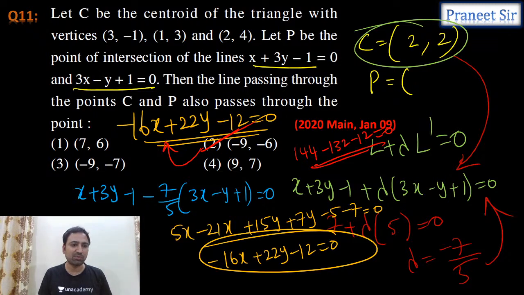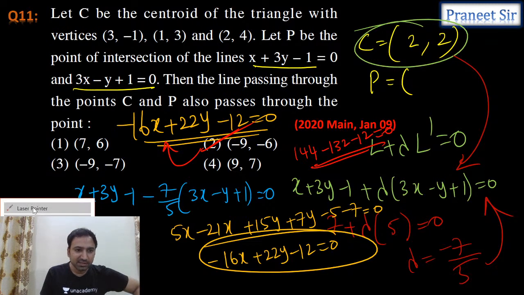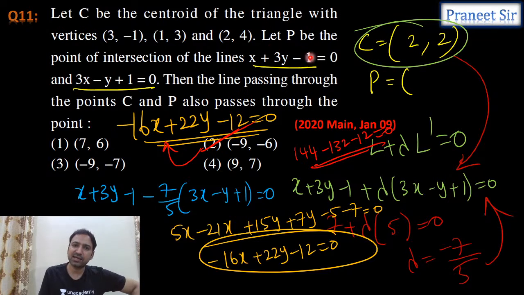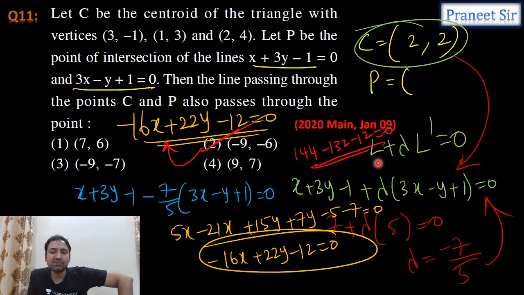Okay, let's discuss this question one more time. See, point C we calculated. Why? Because it's the centroid of the triangle, 2, 2. And we need to calculate a line passing through the point of intersection of these two lines. This line is L equals 0 and the second line is L dash equals 0. Then each and every line which passes through the point of intersection of these two lines will be in the form of L plus lambda L dash equals 0, family of lines. And this line passes through the point 2, 2 also.